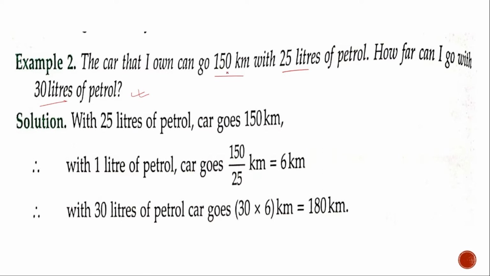So we will keep liters, which is given in both the parts, on the left hand side, and kilometers, which we need to find out, on the right hand side. So how will we write? With 25 liters of petrol, the car goes 150 kilometers. In 1 liter of petrol, the car will go 150 by 25 kilometers, that is 6 kilometers. With 30 liters of petrol, the car will go 30 into 6, that means 180 kilometers.